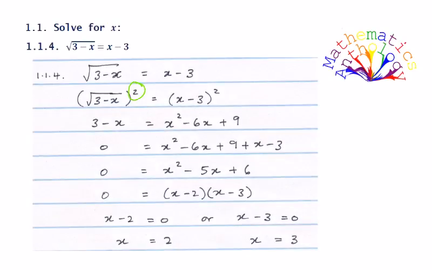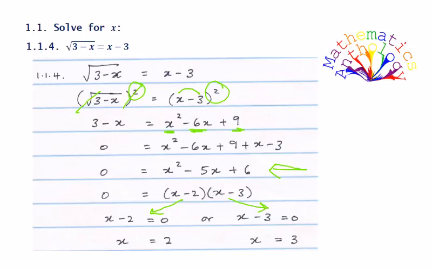Okay, another solve for x here. We're given the square root of 3 minus x is equal to x minus 3. Now, when you're solving for x and you have the x inside a square root, you need to at some point get rid of that square root. So we'll start here, because we only have the square root on one side of the equation. We can square that square root to get rid of the square root.